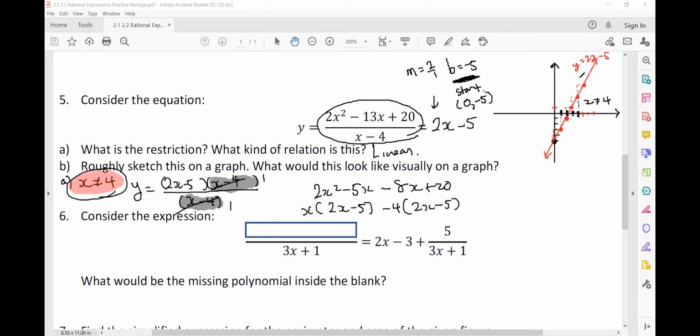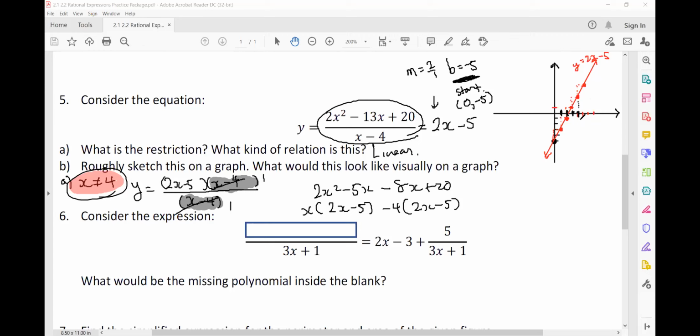Sorry, what's the question? The question was, I have a straight line, but x can't equal 4. How do you think this is represented on this line? In the world of math, how do you think we show that x can't equal 4 on the graph?